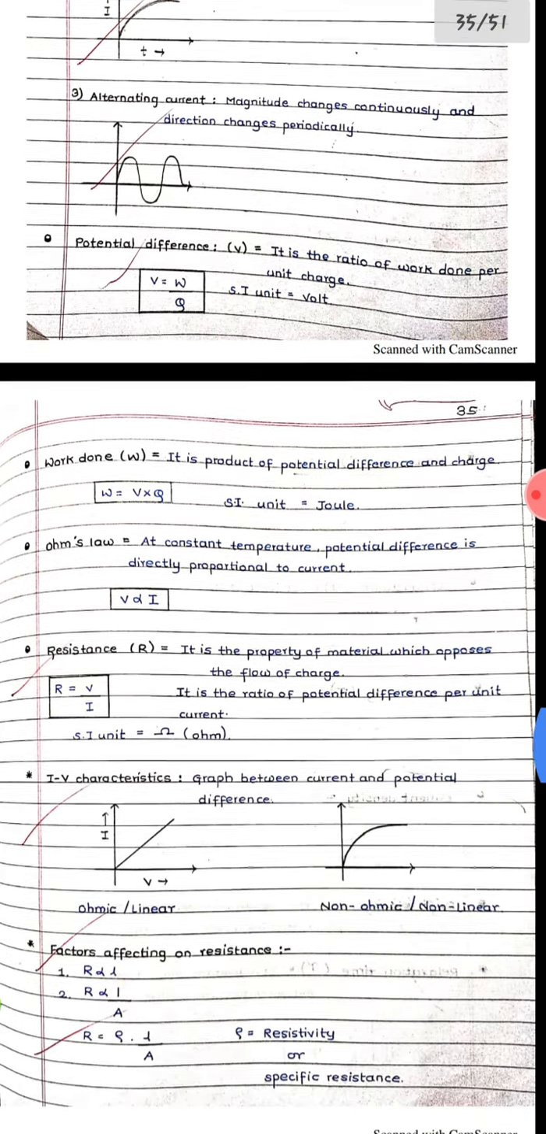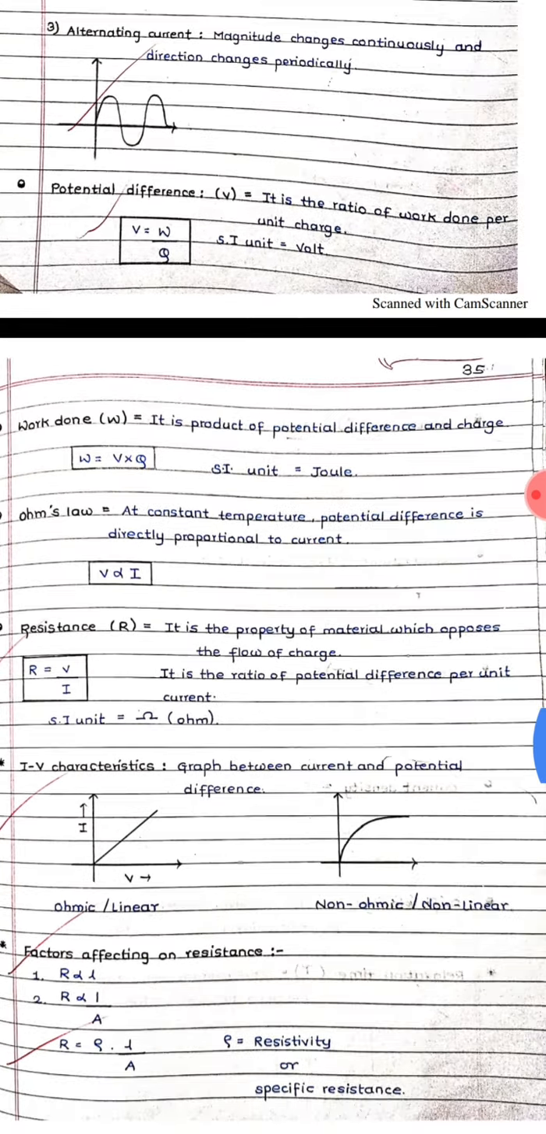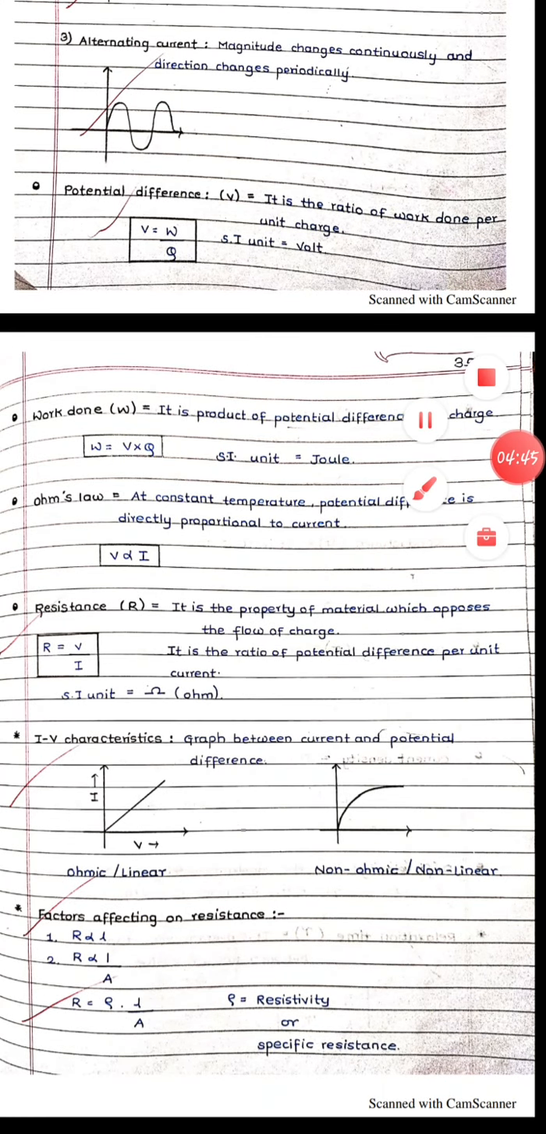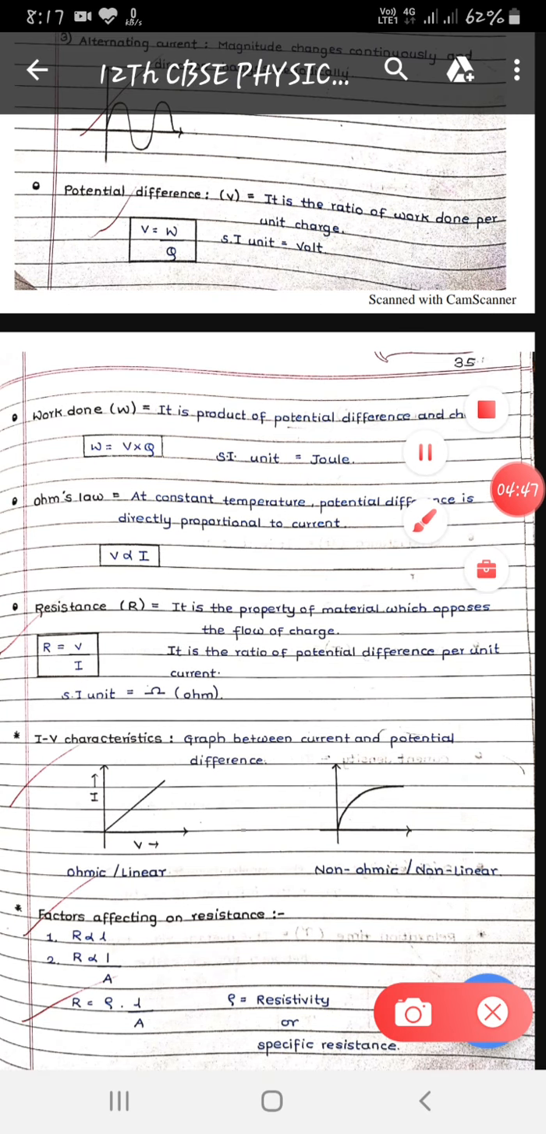Now the next definition is potential difference. This definition we have already done in class 10. Before I explain potential difference, we have to see work done. We know the definition of work done: it is the product of potential difference and charge.